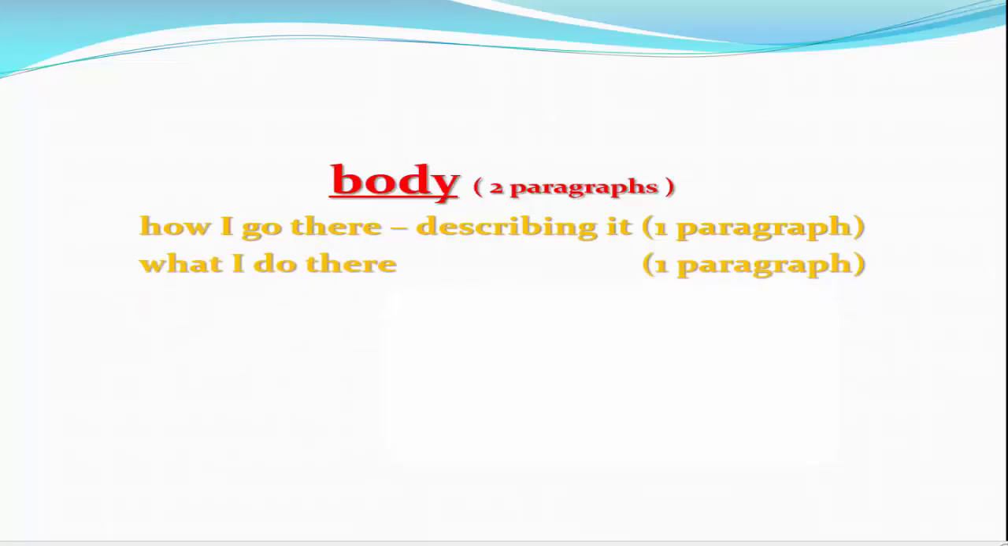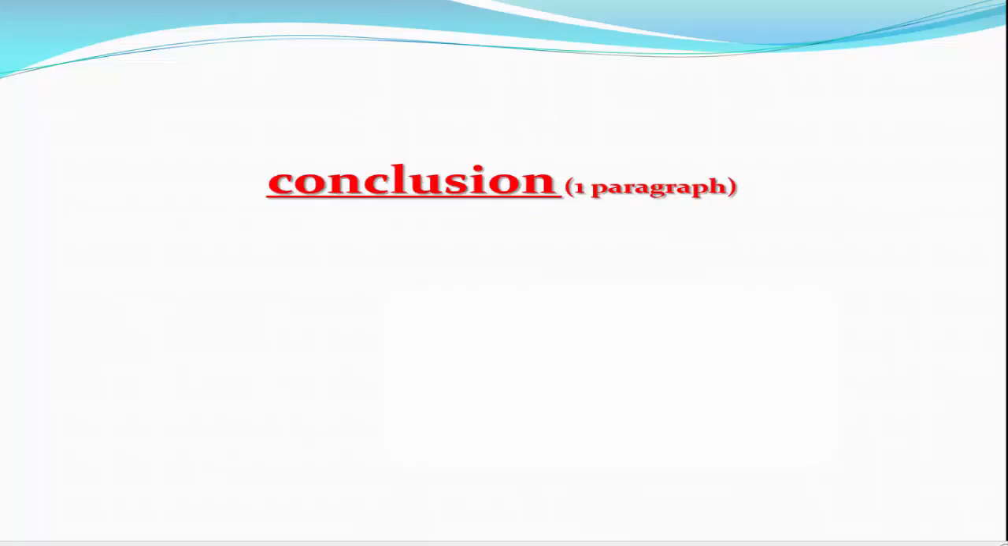Then what I do there in the second paragraph. For example, I study in my classes, I do science experiments in the science laboratory, I play sports in the sports hall, and I run in the garden or the playground. Finally, the conclusion, 1 paragraph.